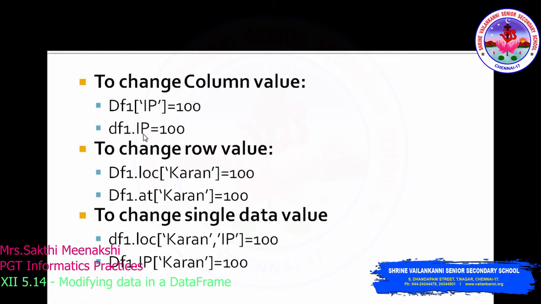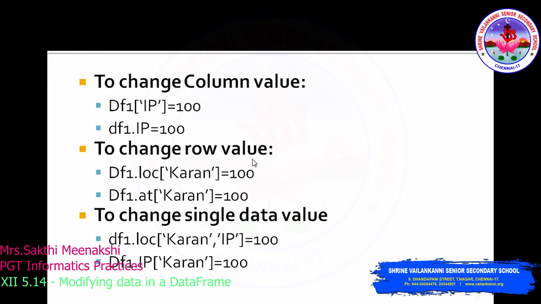In dot notation also we can apply the same. If you want 5 different values, you can use a list and pass 5 different values. All those 5 values will be modified in the data frame.